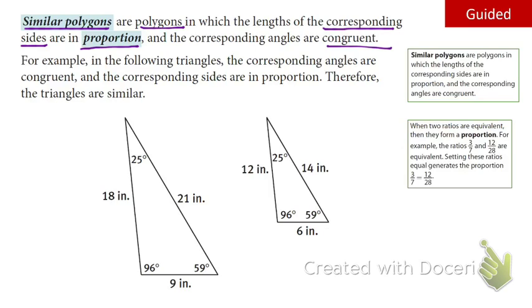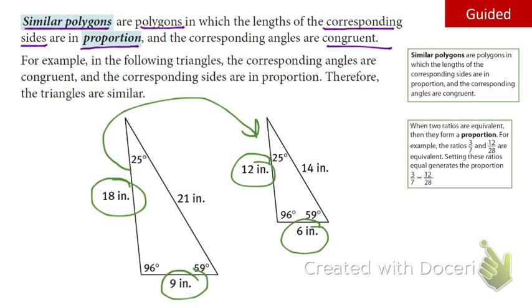Here we have 18 and 12. Notice how I'm matching the longest side with the longest side. Here we have 9 inches and 6 inches. Notice how I'm matching the shortest side with the shortest side. And then we have here 21 and 14. Notice how we're matching those, and both of those are at a slant. So let's go ahead and set up a proportion.